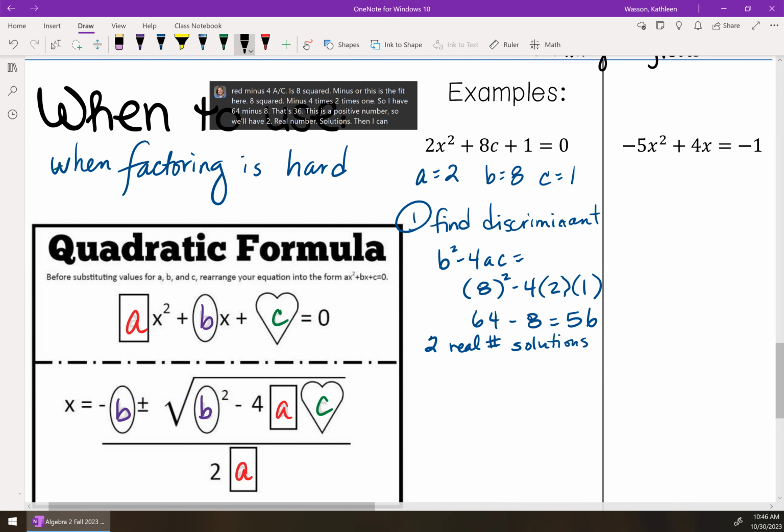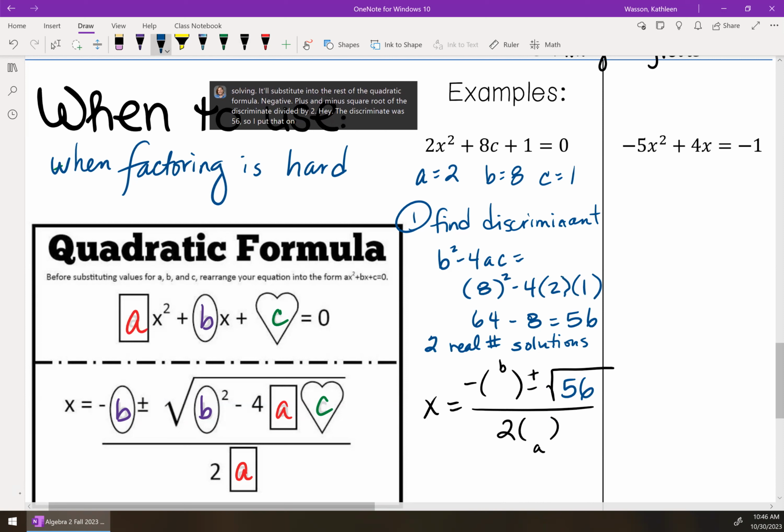Then I continue solving. And I'll substitute into the rest of the quadratic formula. Negative b plus and minus square root of the discriminant divided by 2a. The discriminant was 56, so I put that under here. b is 8. a is 2. So this is what I'm working with next.